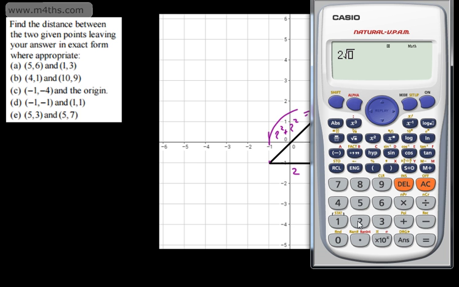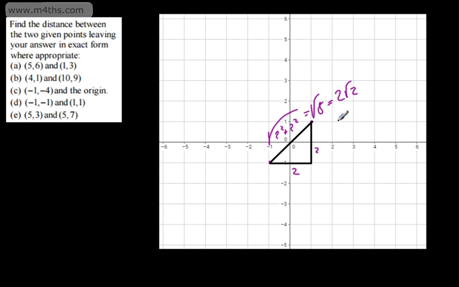If you want some idea of a decimal answer, that's going to give us about 2.83. 2.828, not too horrendous. But do make sure that that length is longer than both of the shorter sides, as it's the hypotenuse of a right angle triangle. Okay, we'll do another one.